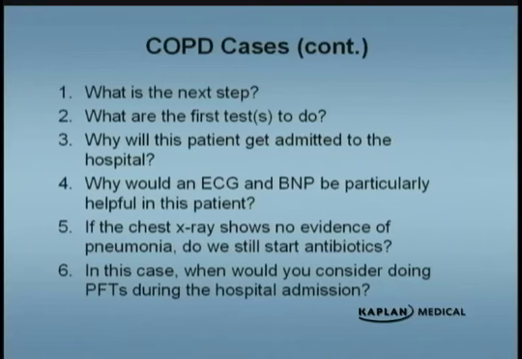Why will this patient get admitted to the hospital? The answer is because he has severe COPD. How do I know he's got severe COPD? Well, because he's on home oxygen. Why would an EKG and BNP be particularly helpful in this patient? Both because of what we talked about. It lets you evaluate for other causes of dyspnea in this patient, other than lung disease. If the chest x-ray shows no evidence of pneumonia, do we still start antibiotics? And we've answered that already. We said yes, because even if the chest x-ray is normal, there's still benefit in these patients.